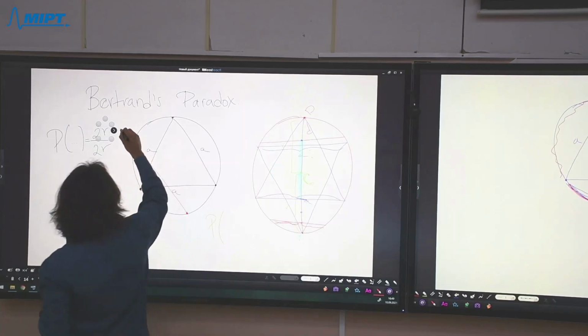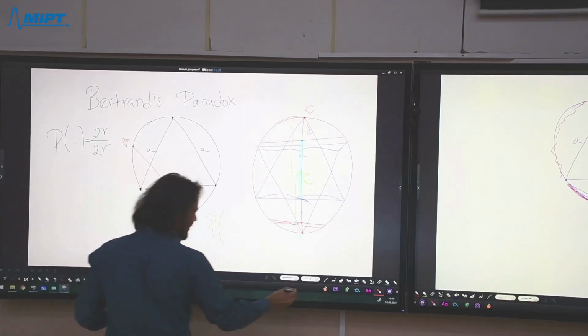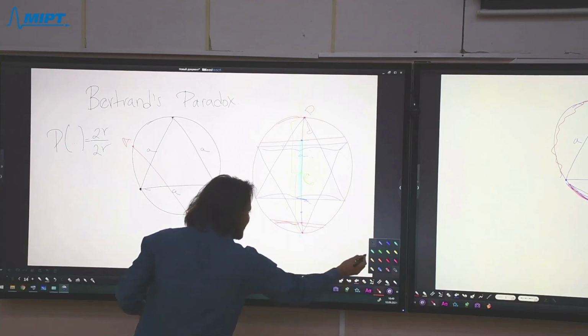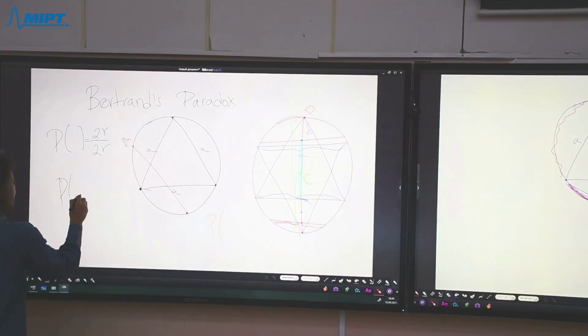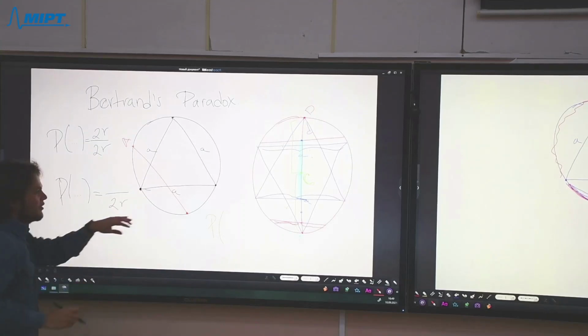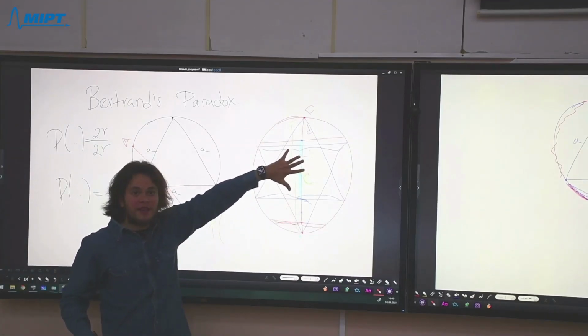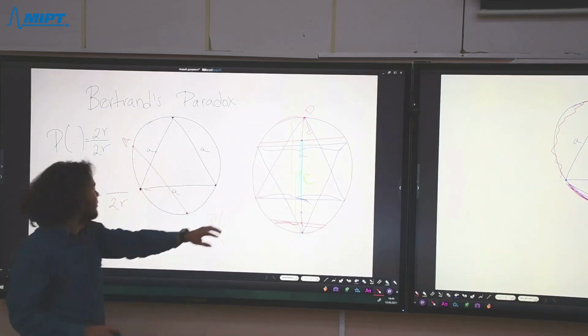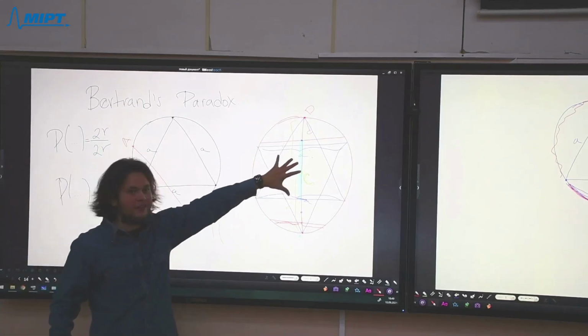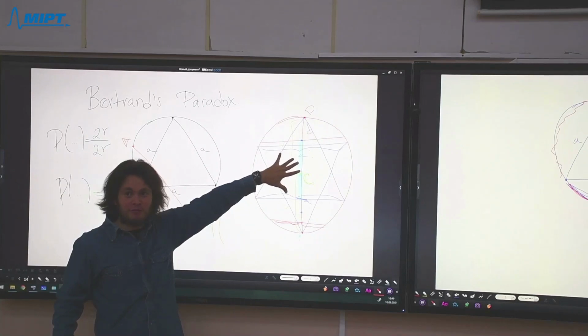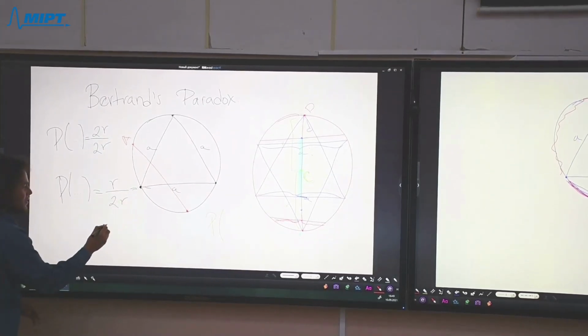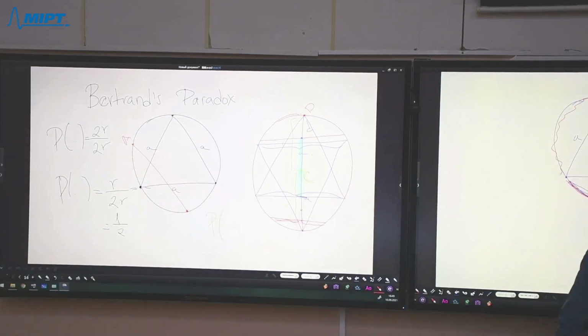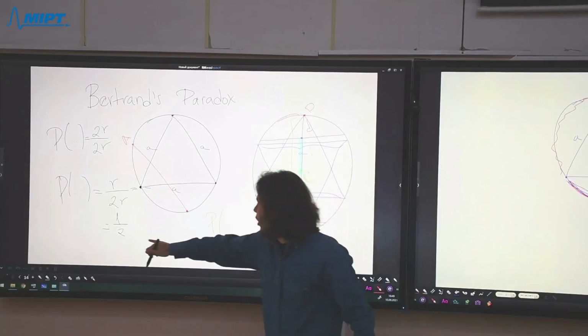I'm going to write it again, and that's it. So the probability of all of this is 2R over the length of this, and the length of this is R. You can compute it if you want. It's not very hard. So we get that this probability is 1/2. Is it clear? So for the first case, we got 1/3, and for the second case, we got 1/2.